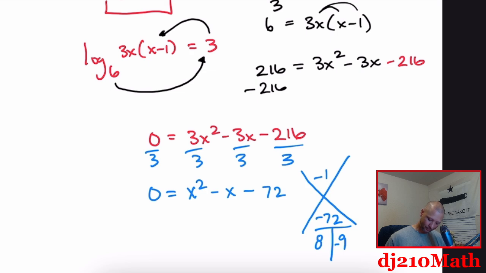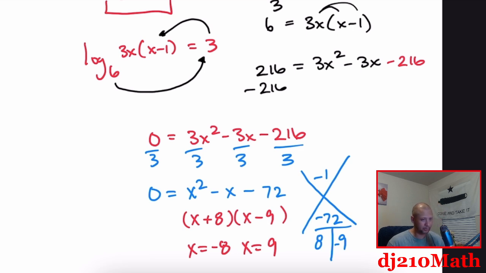Okay. We're almost there. These numbers drop right into the factors. x plus 8, x minus 9. These are the factors. The solutions: x equals negative 8, x equals positive 9. So these are the two solutions that I believe they are.